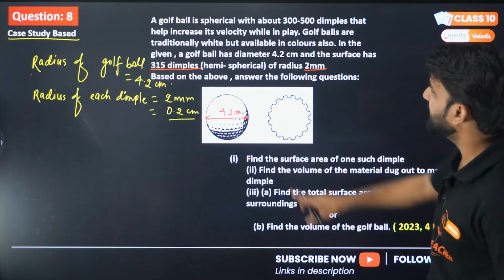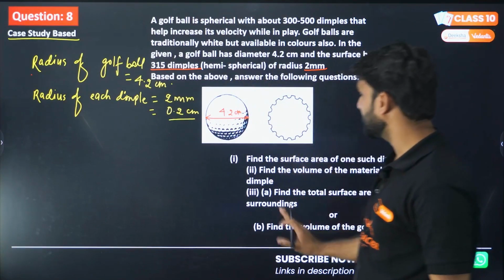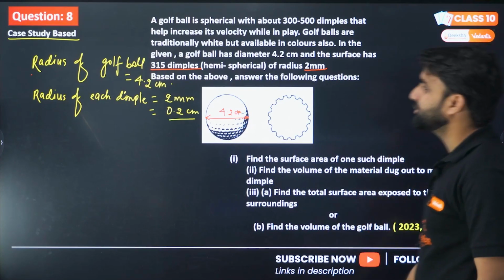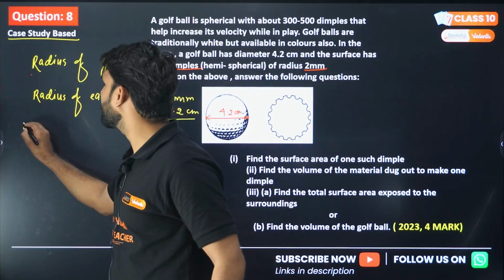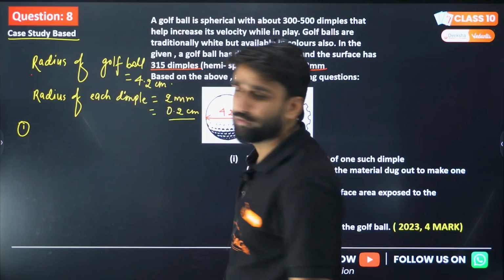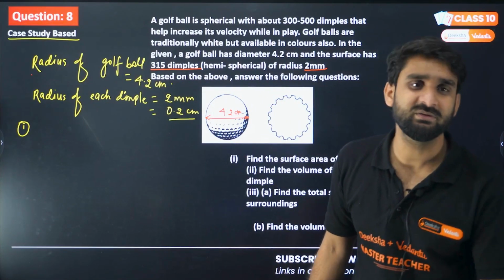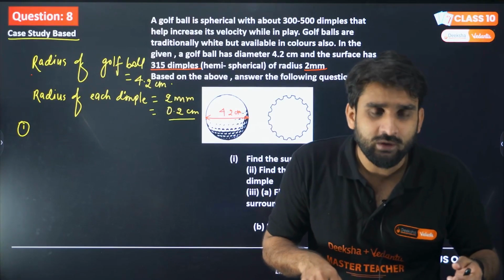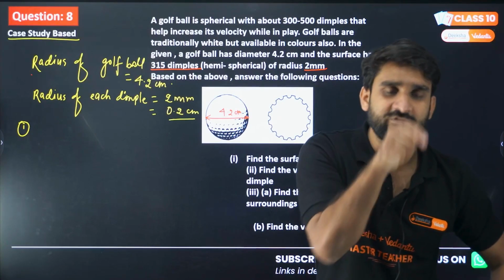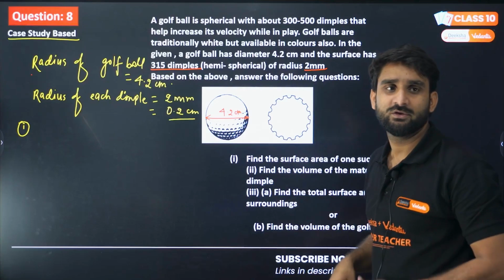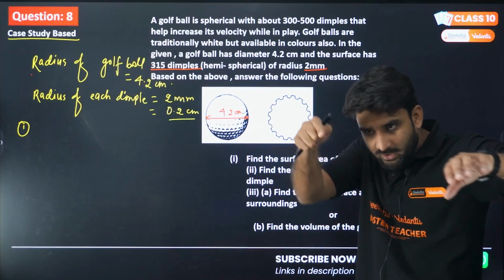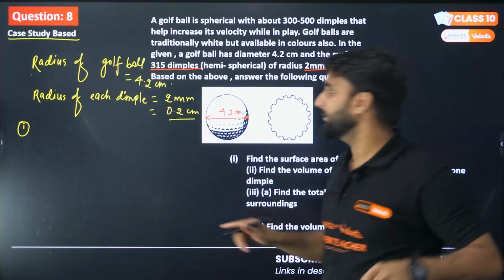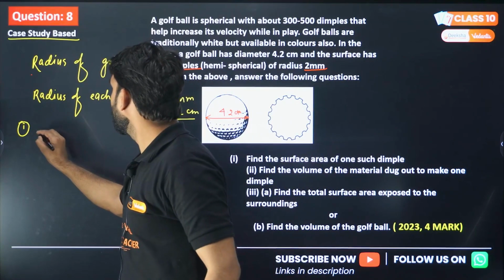Now based on the above information, we have to answer these questions. Question number 1 is, find the surface area of one such dimple. Very good. So I am doing the first question here. Obviously the dimple is hemispherical in shape, so we have to find the curved surface area, because when we see the ball, only the curved surface of the dimples will be observed. The dimple is not covered from the top, only the curved surface will be there.